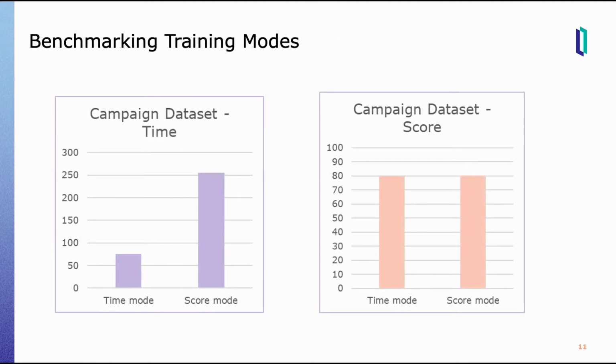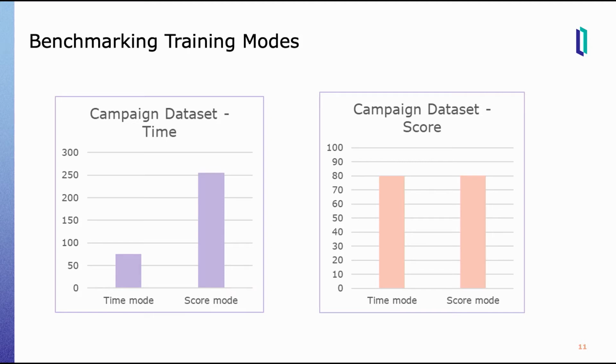So I think most of you might have a decent idea of who would like to use, and for what kind of data sets you'd like to use, score mode or time mode. But I just wanted to run a few benchmarks that we did by you, just to illustrate the different scenarios where you might want to use one over the other. So this is a popular data set called the campaign data set. It's a binary classification problem. The output is a response variable saying 1 or 0.